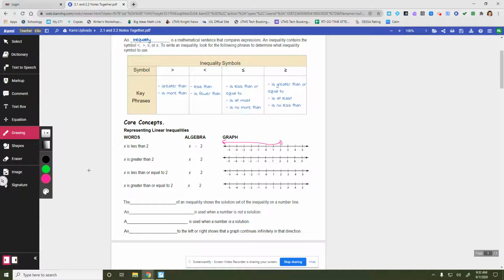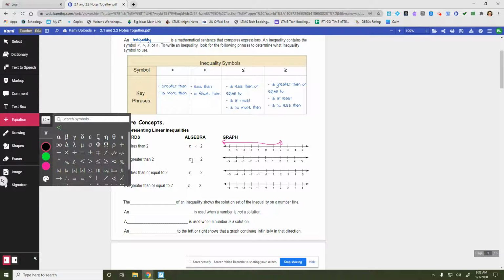x is greater than 2. So again, we'll use our greater than symbol over here. Looks like this. If I can insert that. Come on, Cami. All right, so greater than, there it is. And then I will move that over a little bit. And then let's graph that.